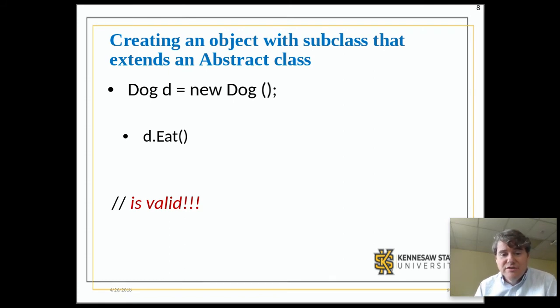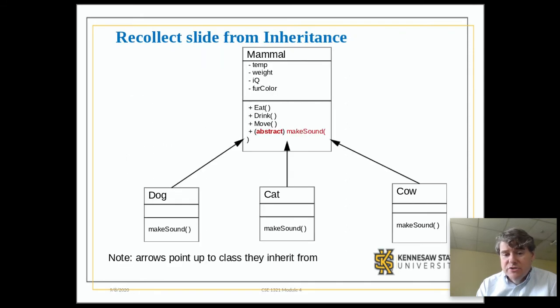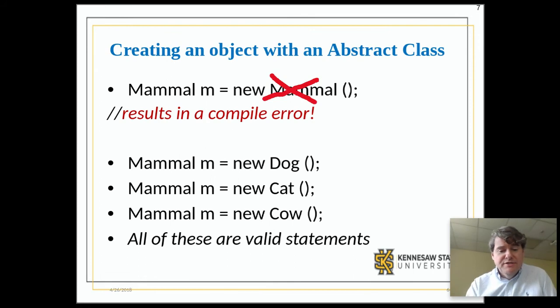All right. So creating an object with subclasses that extend the abstract class. We say Dog d = new Dog, and now we say d.eat. So let's go back and take a look at that UML diagram. I created a new dog in that example.